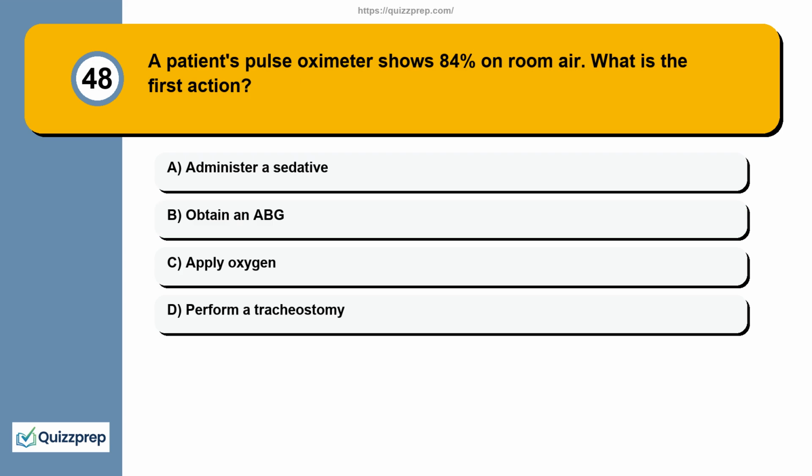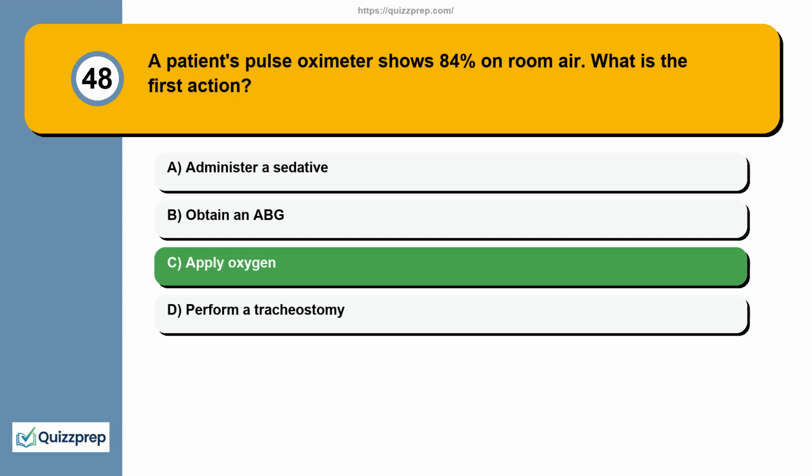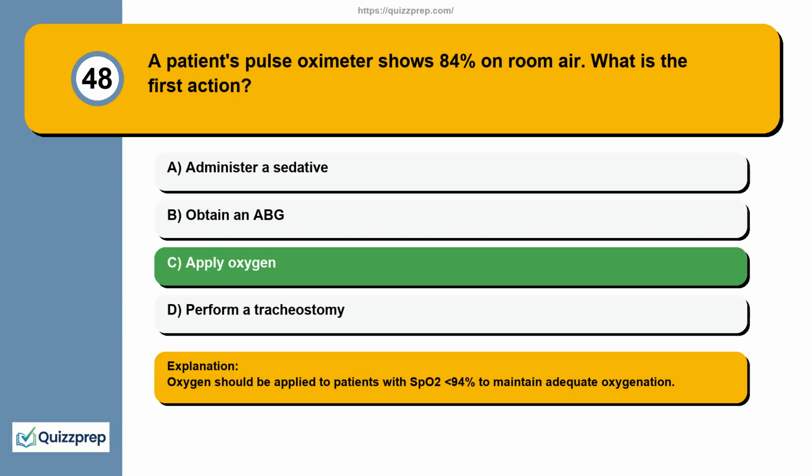Question 48. A patient's pulse oximeter shows 84% on room air. What is the first action? Administer a sedative, obtain an ABG, apply oxygen, perform a tracheostomy. Oxygen should be applied to patients with SpO2 less than 94% to maintain adequate oxygenation.